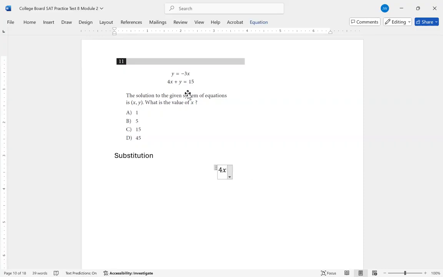So we get 4x plus y is equal to 15. And then I replace that y with a negative 3x. Now this is very nice because when we take 4x and then add a negative 3x, we just get 1x or just x. So we get x equals 15 in this scenario. Therefore, the answer to question number 11 is C, 15.